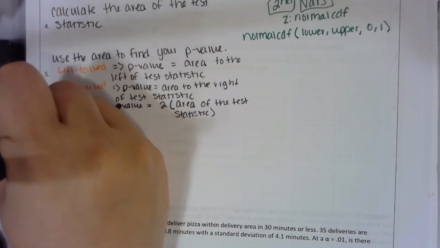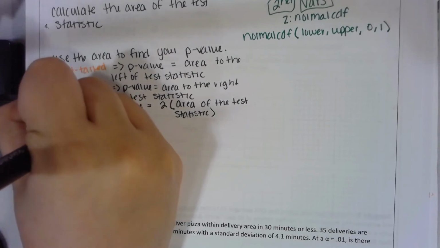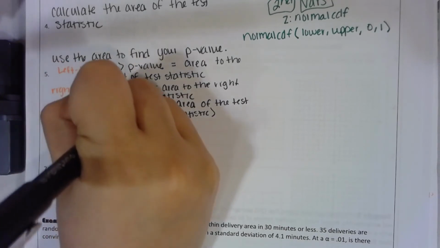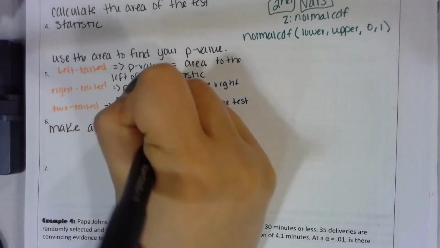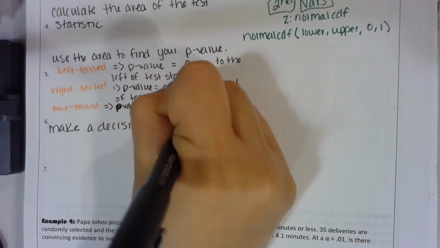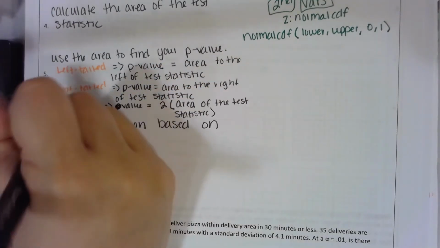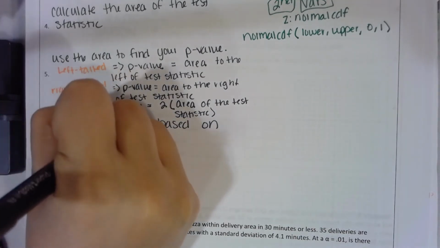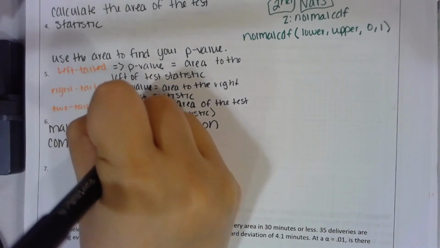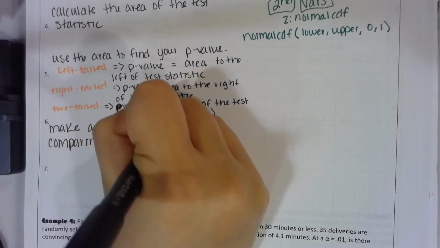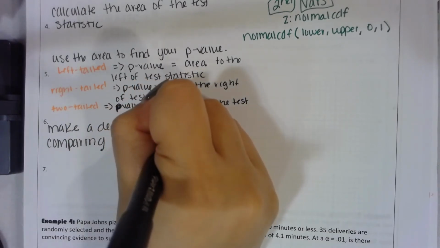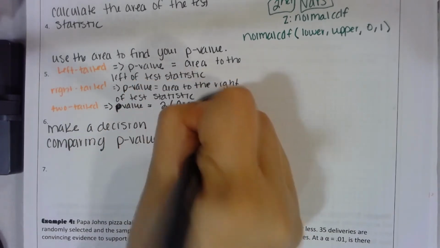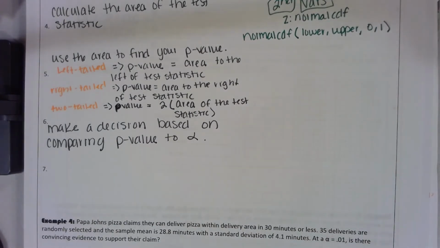Then your last step is, once you have rejected your null hypothesis or failed to reject your null hypothesis, you need to interpret whichever of the two decisions you make in context of your problem, which the problem is going to be the claim.